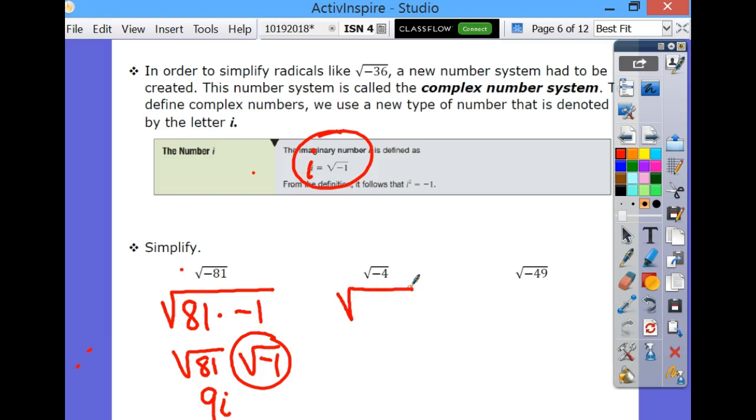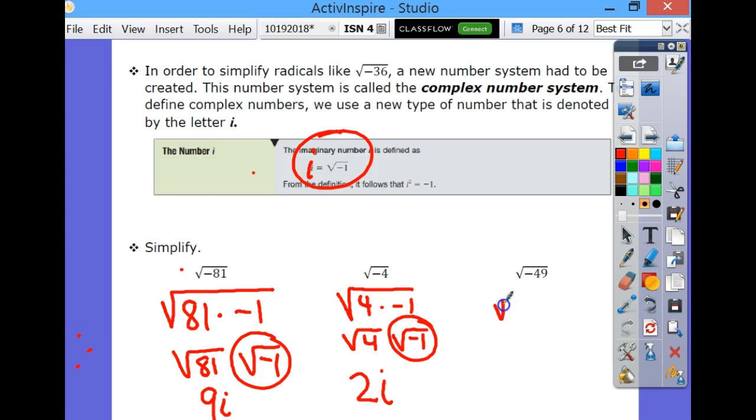The property of multiplication tells me that the square root of -4 is the same thing as the square root of 4 times -1. The properties of square roots say I can divide that into two separate square roots. The square root of 4 is 2. By definition, the square root of -1 is this new important special number called i, the imaginary number. It is i. You thought i was a letter, but it really represents a number. The number it represents is the square root of -1.